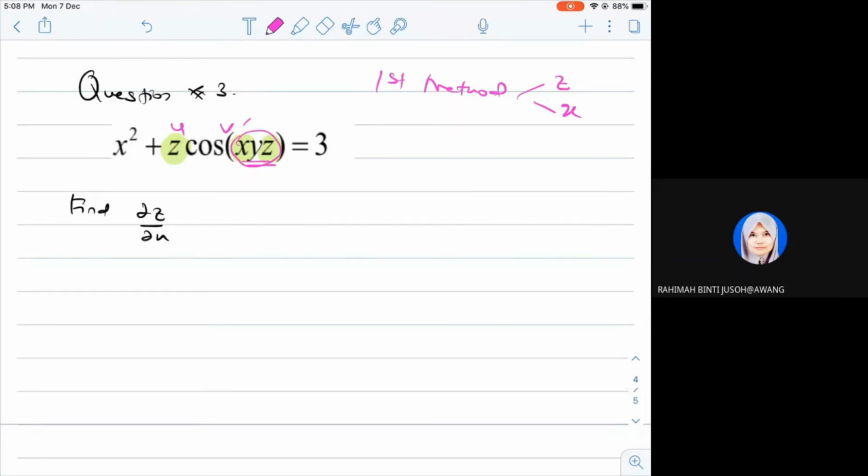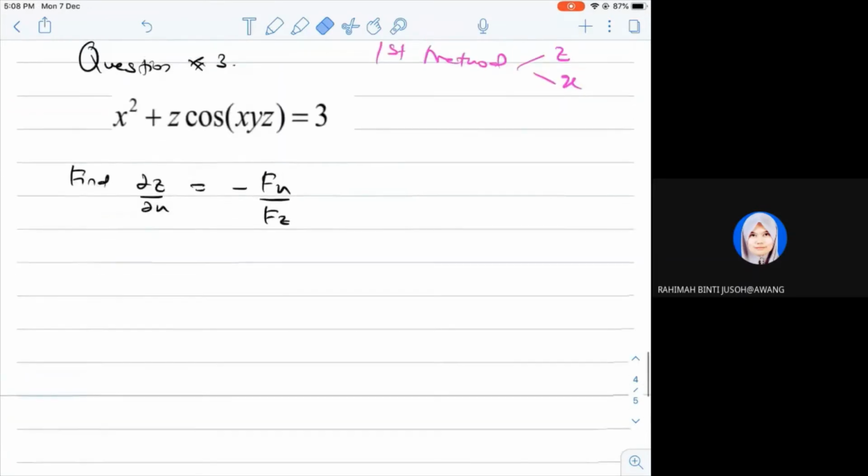Okay? That's why I always suggest my student to use the second method lah. Okay? Because the second method not as complicated as the first method. Alright? So jom kita proceed. By using the second method, this is equals to negative fx over fz. Okay, so bila guna second method, it is much easier.